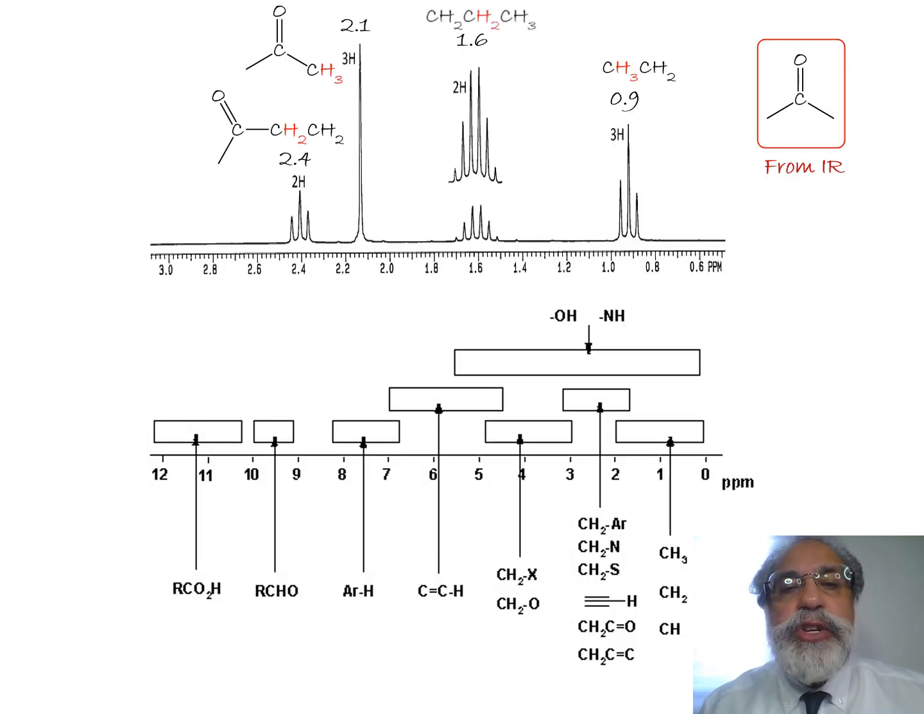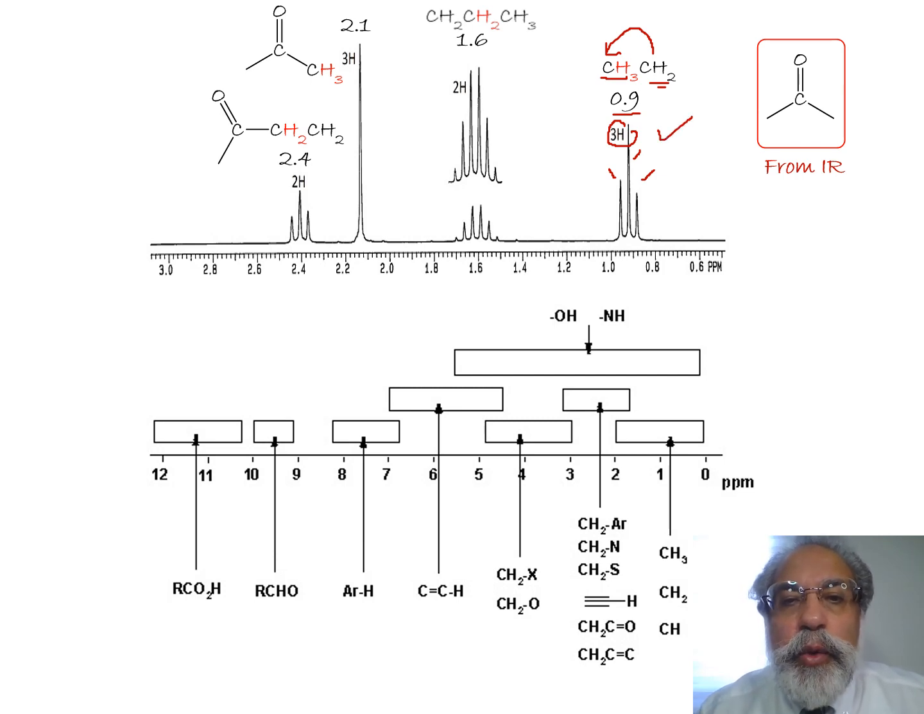Coming back, using the chart, we examine the spectrum. At 0.9, 3 protons, triplet, means that we have CH3 adjacent to CH2. CH2, 2 plus 1 is 3. Right, we have this fragment.